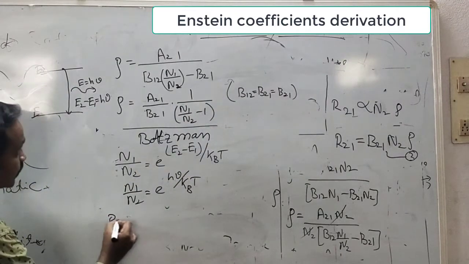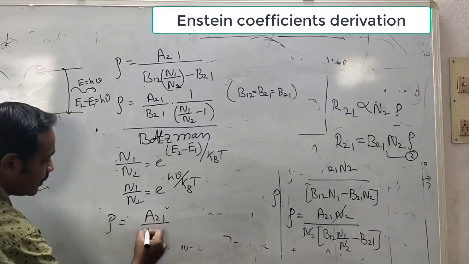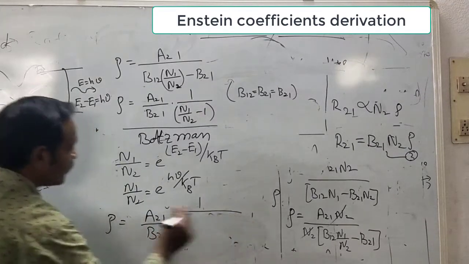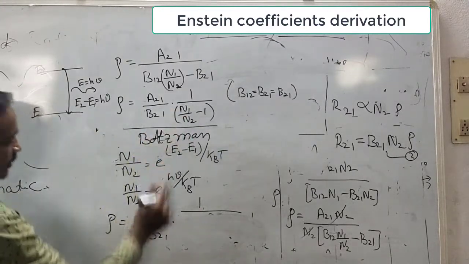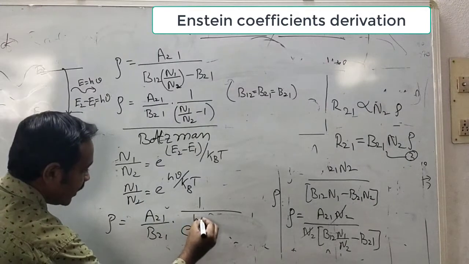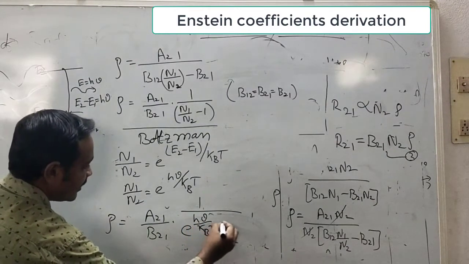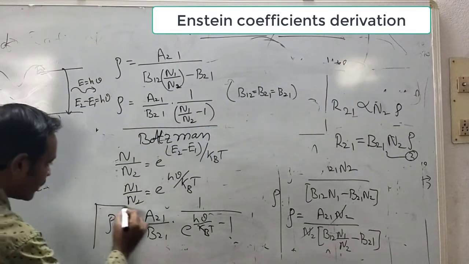Rho equals, so what is the value here? A21 by B21 into 1 by, so I'll keep it here. N1 by N2 value is e power h nu by kBT minus 1. Okay, clear? So this is the final equation that you got.